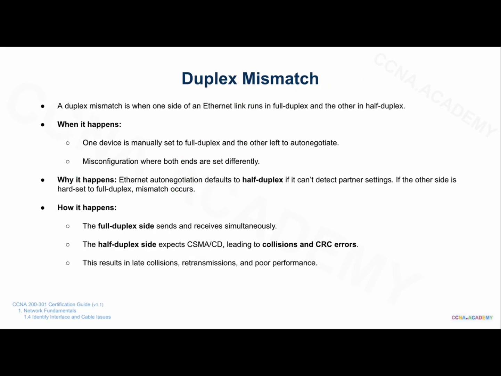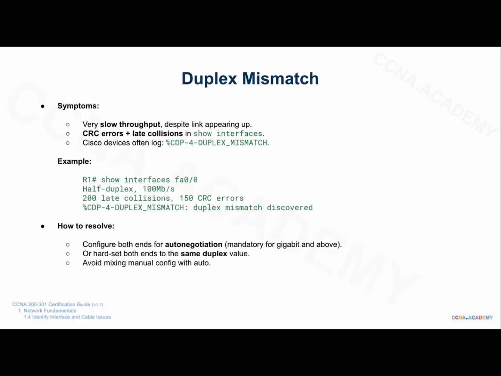A duplex mismatch happens when one side of a link runs full duplex, while the other side is half duplex. This typically occurs when one end is hard-coded and the other is left to auto-negotiate. Auto-negotiation defaults to half duplex if it can't detect partner settings, causing the mismatch. The result is very slow throughput, CRC errors, and late collisions. Cisco devices often warn you with a duplex mismatch message.